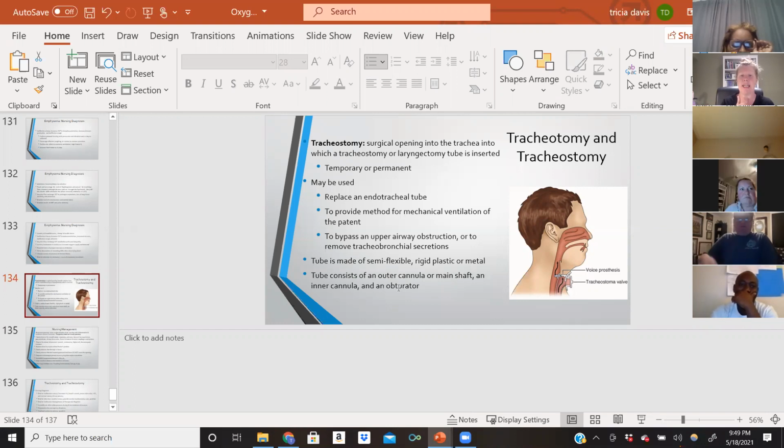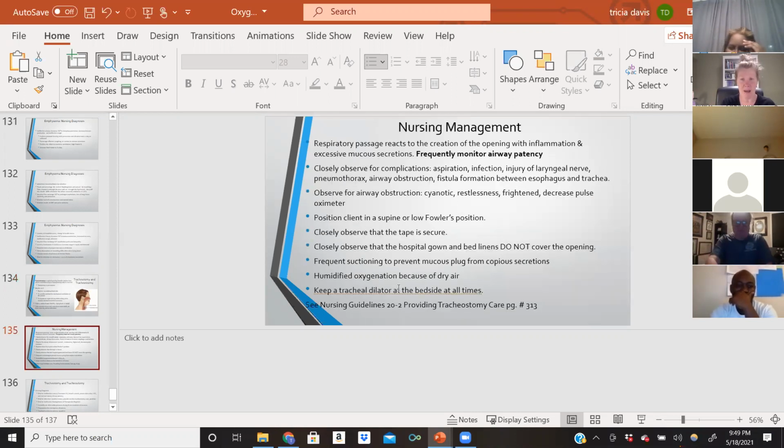Sometimes that inner cannula can be replaced or it has to be cleaned. So when we talk about that inner cannula as nurses, we have to look at that and take care of it and clean it every 4 hours when we have a patient that has a tracheostomy. Sometimes we can take it out and throw it away. It's disposable. Sometimes it's not. So you have to take your little scrubby brush and stick it in there and get all the phlegm out of it. It's my favorite thing to do. So nursing management: you are going to frequently monitor their airway patency.